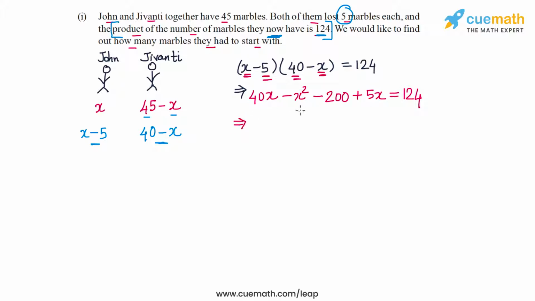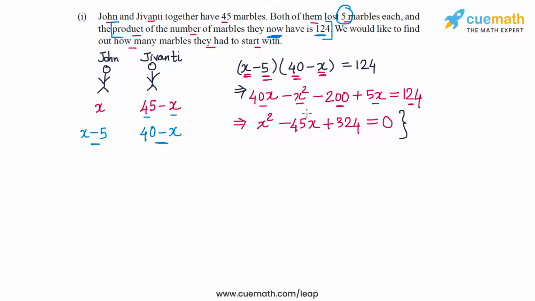Shifting all the terms on the left hand side to the right hand side, minus X square will become X square. Then we have 40X and 5X, that's 45X. When it goes to the right hand side, it becomes minus 45X. And then minus 200 becomes plus 200. So 200 plus 124 is 324. So X square minus 45X plus 324 is equal to 0. And this is the quadratic equation that models the given situation.